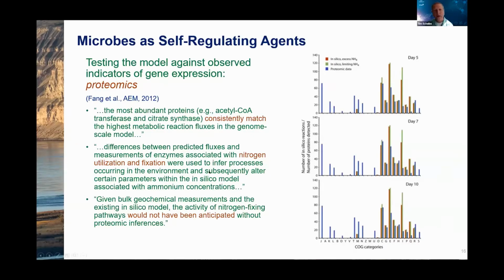And so they used this information to alter the parameters of the in silico model to basically move it towards nitrogen fixation. But one of the interesting things is that given the bulk observations of ammonium in the system, the activity of nitrogen fixing pathways would not have been anticipated. We would have assumed that they would just use ammonium rather than fixing nitrogen themselves. And so without having seen these proteins, we would not have.